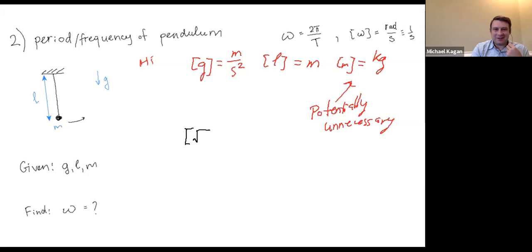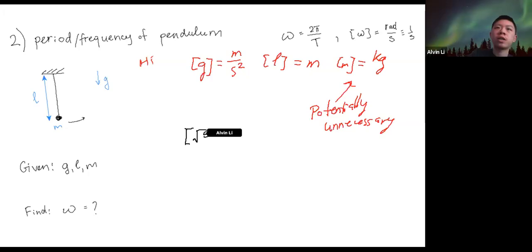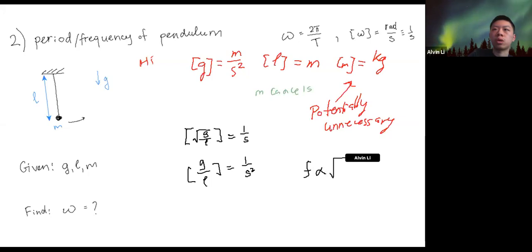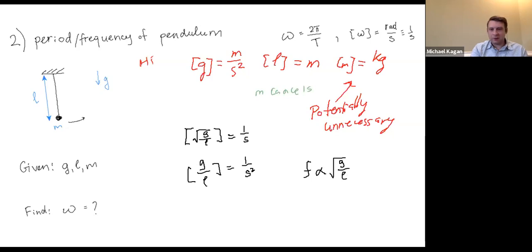Then if we divide the units of g by the units of L, g over L gives us 1 over a second squared. Then the square root of g over L gives us 1 over a second, which is the units for frequency. So we know that the frequency is going to be proportional to the square root of g over L. Folks, what do you think? You agree, disagree, have questions, comments, concerns?